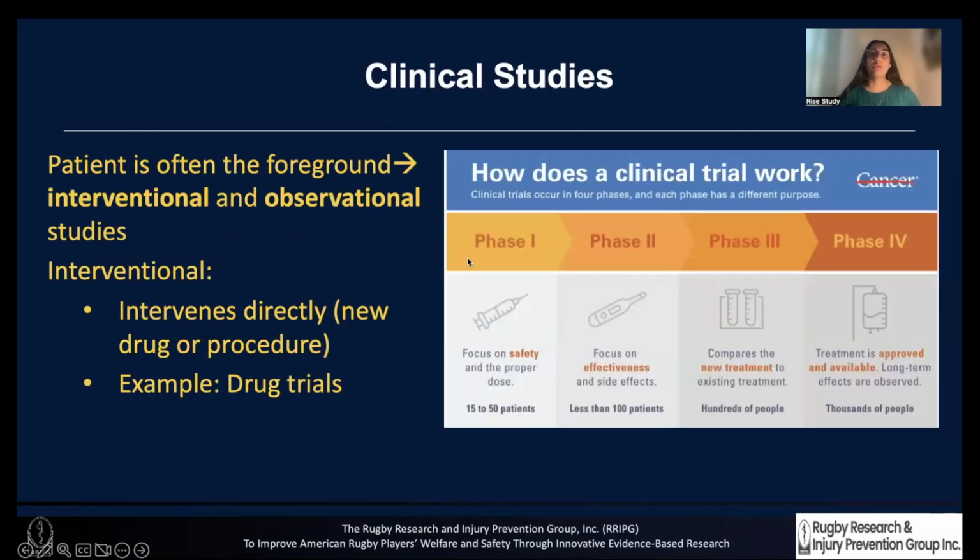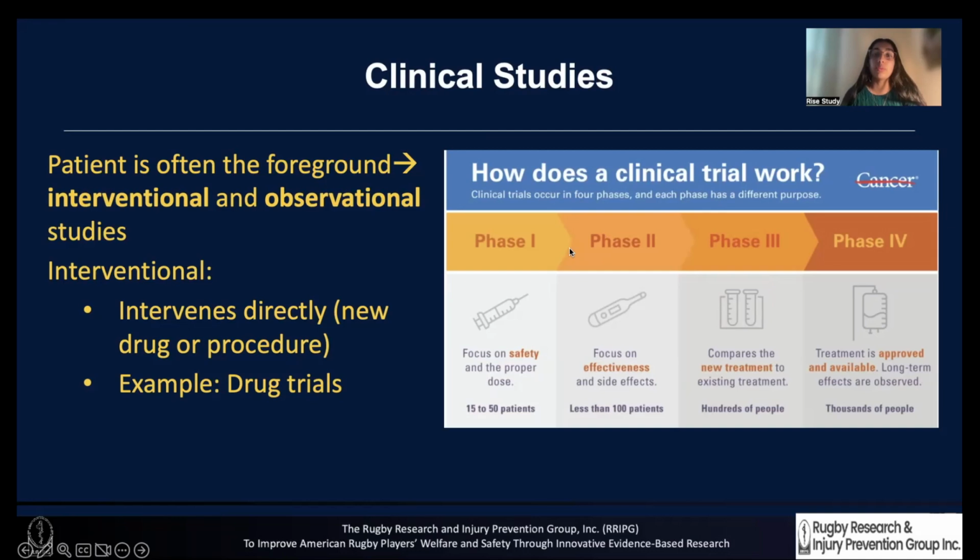The first thing I'm going to go into is clinical studies. The patients are often the foreground, and there are two types of clinical studies, which are interventional and observational studies. Interventional studies, as the name suggests, intervene directly within patient care, for example, whether a patient is receiving a new drug or a new surgical procedure. I'm going to use the example of a drug trial to explain how a clinical trial works.